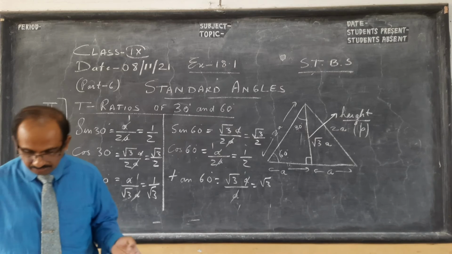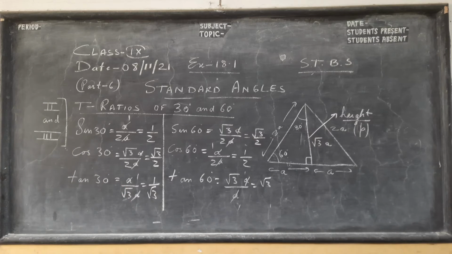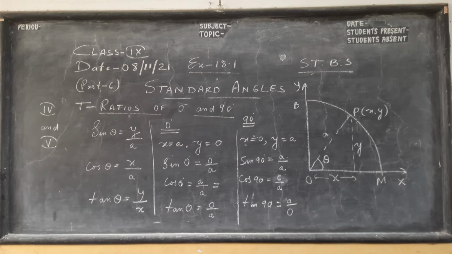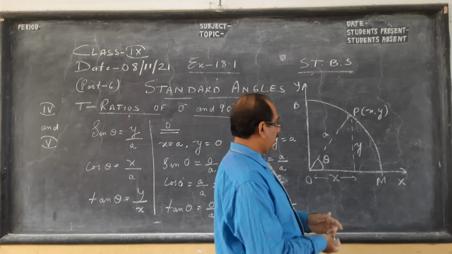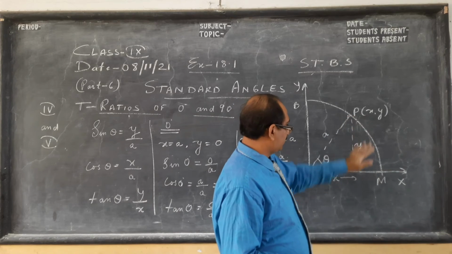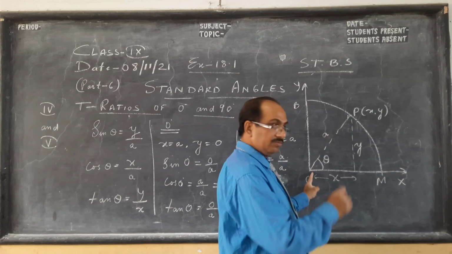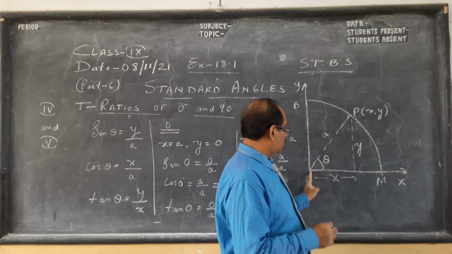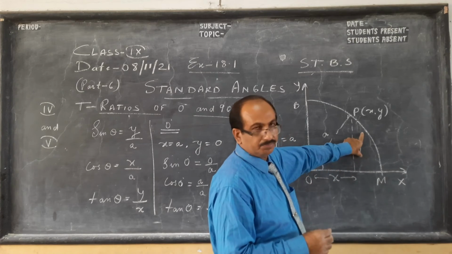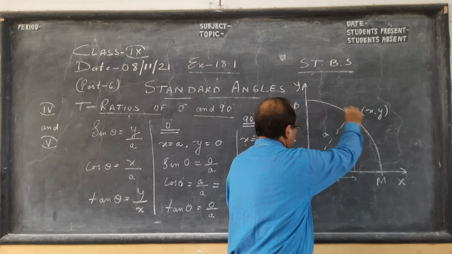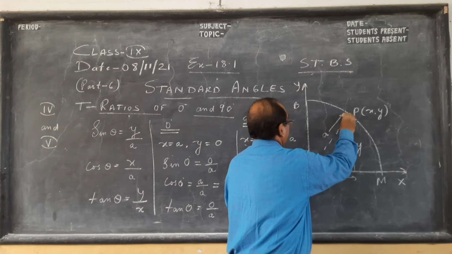So kindly pause the video and copy, then we'll go to the last part. We move on to 0 degrees and 90 degrees. For that what we do, children, we draw an arc like this. There is a point P(x, y) and the radius of that arc is a. So you take a point P whose coordinates are x and y. This arc is there of length a.